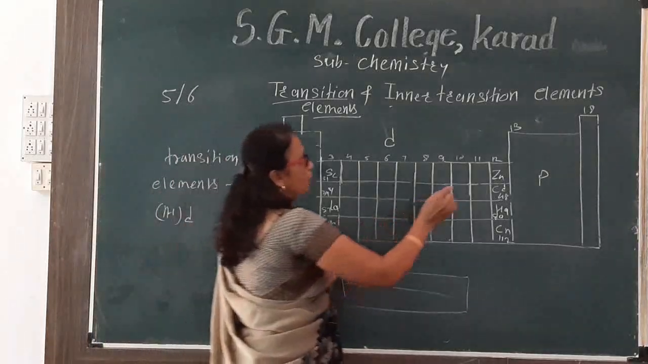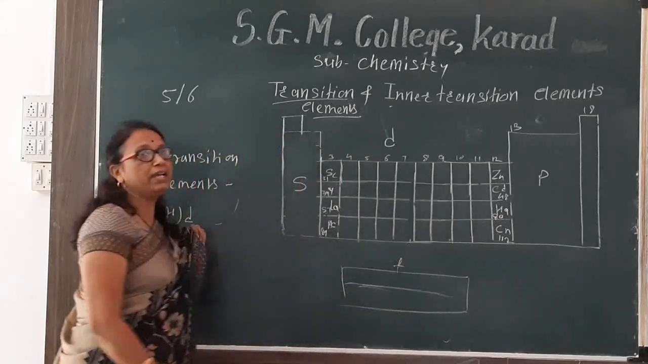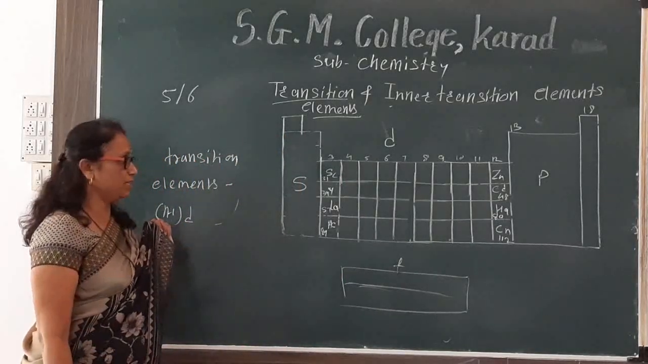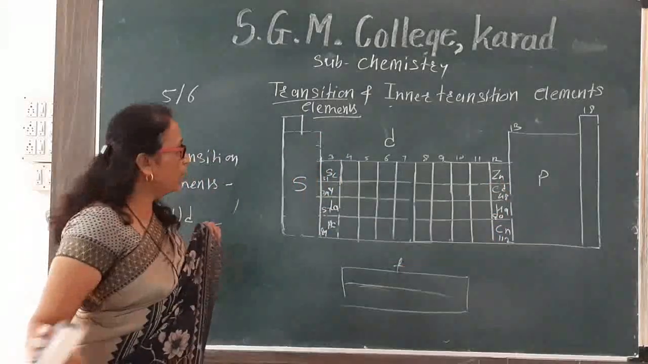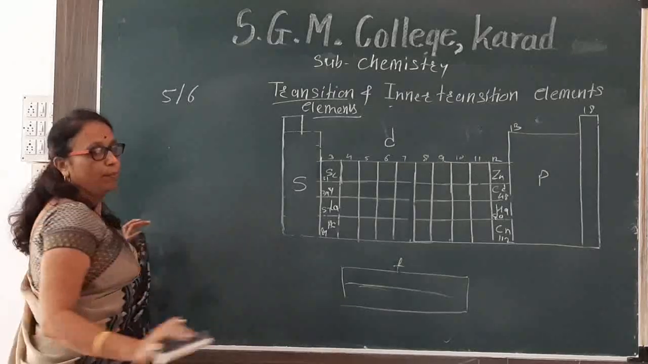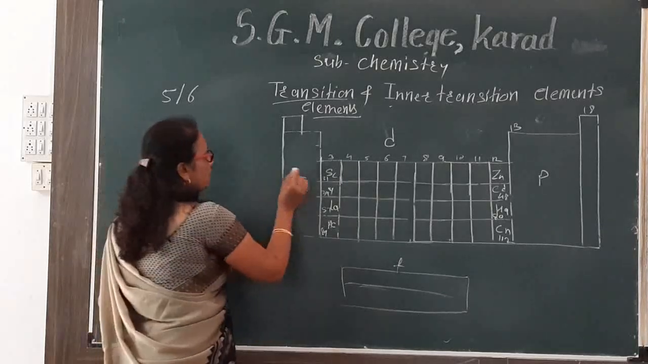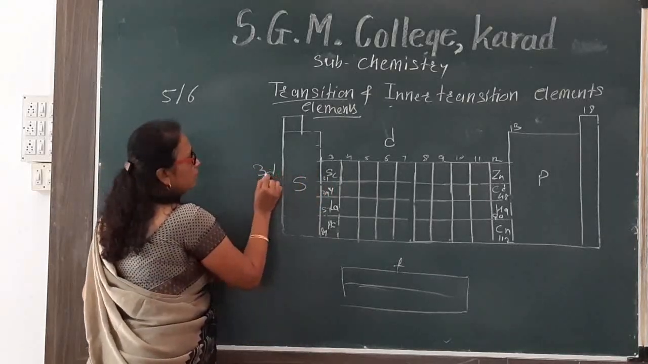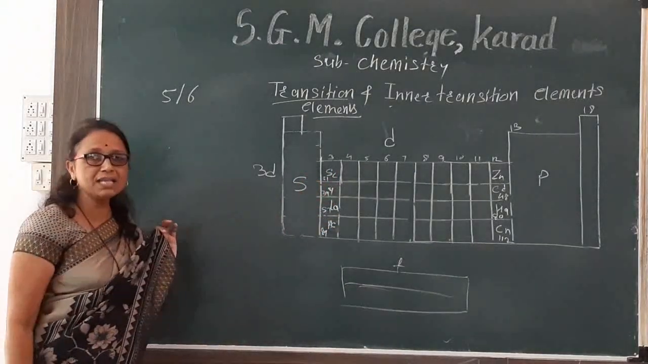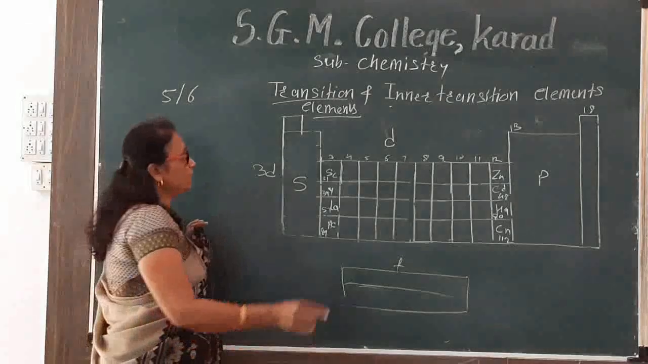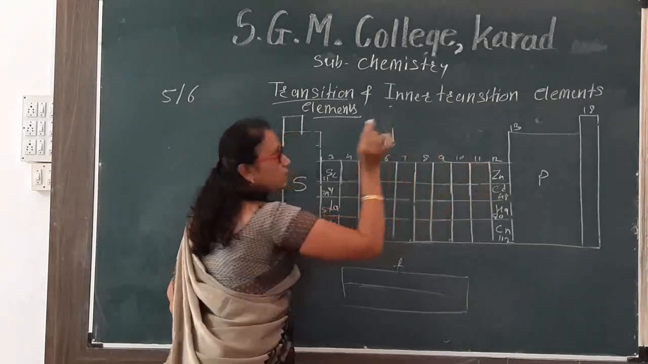Some elements in the d block, like zinc, cadmium, mercury, and copernicium, are d block elements but not transition elements, because their (n-1) d orbitals are completely filled. First, we are going to see the first series of the transition elements, which is called the 3d series. Why is this series called the 3d series? Because the last electron enters the 3d orbital, hence this first series is called the 3d series.